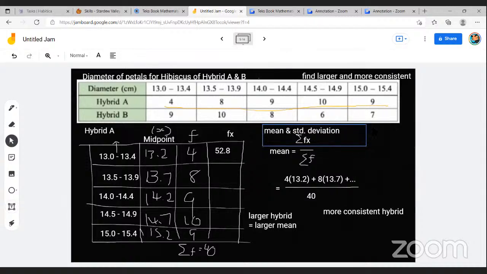Wait, hold on. Close, very close. The lower one is the more consistent one. Yeah, that's correct. The one with lower standard deviation is more consistent.